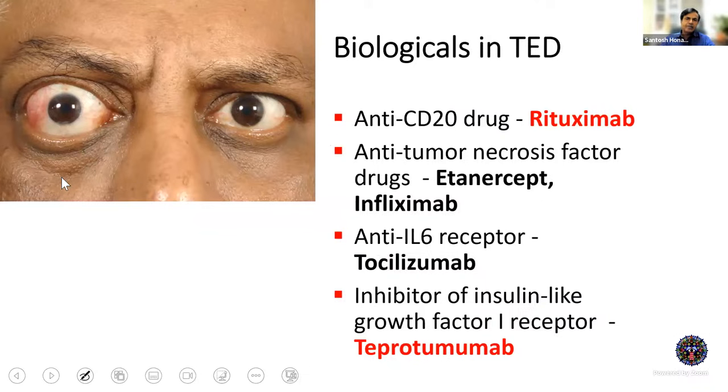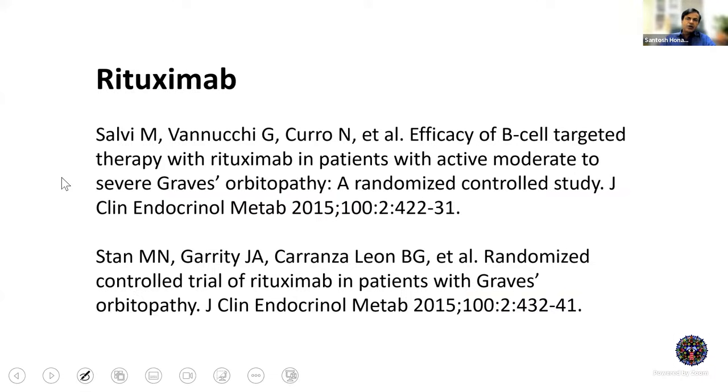So summing it up, the anti-CD20 drug is rituximab, anti-tumor necrosis factor inhibitors are etanercept and infliximab, anti-IL-6 receptor is tocilizumab, and the inhibitor of insulin-like growth factor 1 receptor is teprotumumab. These are the drugs that are currently available. Rituximab was studied, not a very exhaustive study. Possibly we have more data now, somebody can collect it. But these two studies give totally opposing views. One said that it works, one said that it doesn't work.